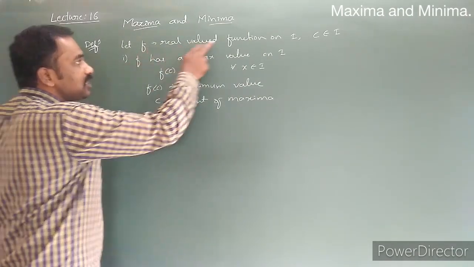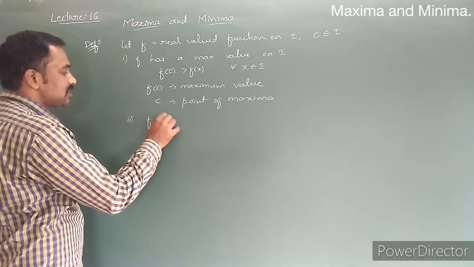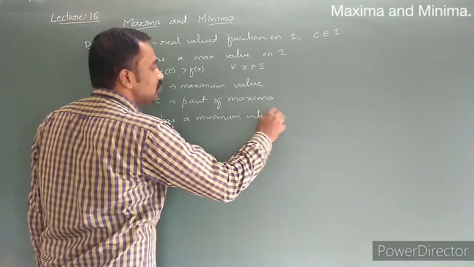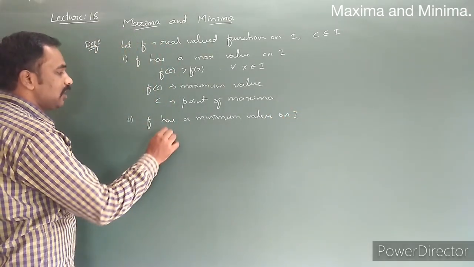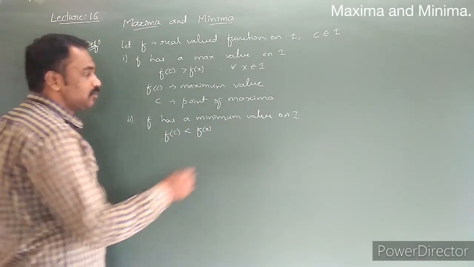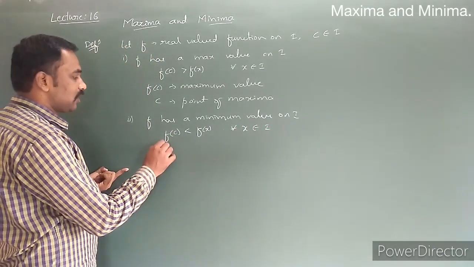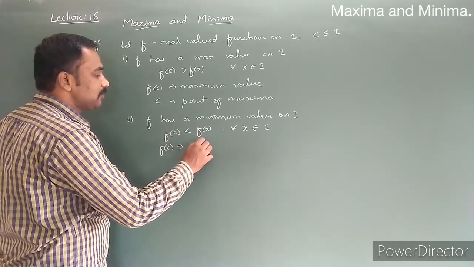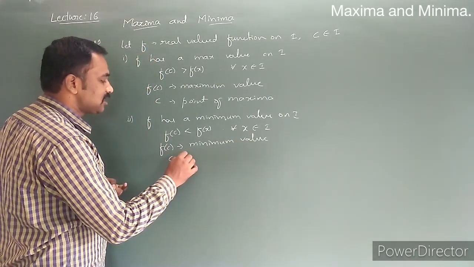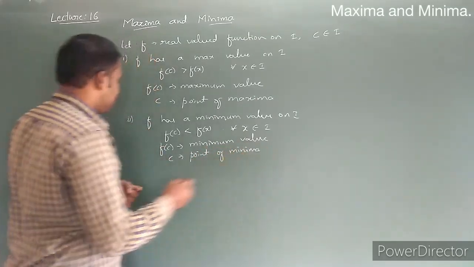Next condition: let f be a real valued function defined on interval I, where c belongs to the interval I. Then f has a minimum value on an interval I when the reverse holds, that is, f of c is less than f of x for all x belonging to the given interval I. In this case, f of c is said to be the minimum value, and c is said to be a point of minimum.